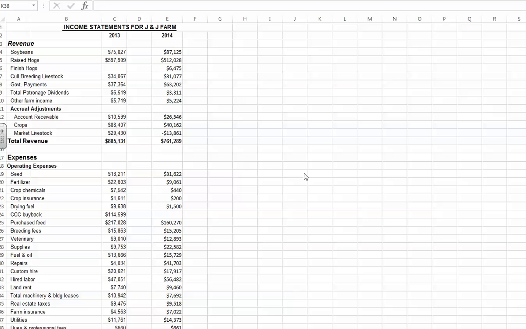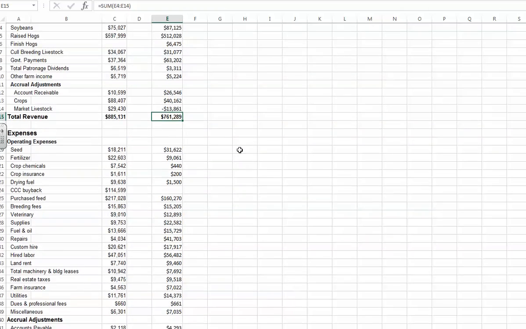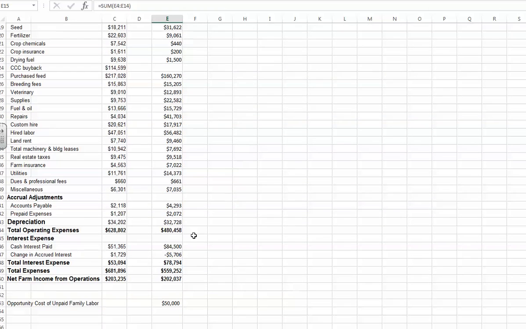If you'll look at the income statement for J&J Farms, so if you don't have that open, just pause the video and open the financial statements, the Excel spreadsheet, and look at the income statement. On the income statement for 2014, the farm revenue was $761,289. The total farm expenses were $559,252, and it gave you a net farm income from operations, in other words, revenue minus expenses, of $202,037.